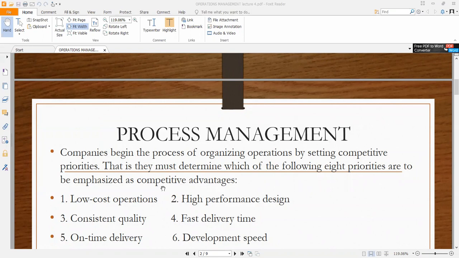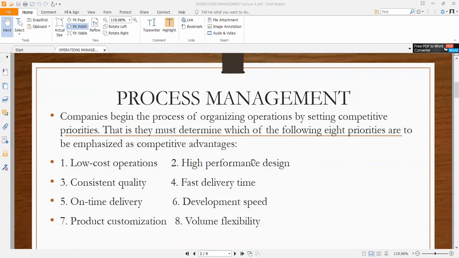Now, as a process operations manager, you need to understand that your workplace or the company you're managing needs to have priorities at a given point. You must be able to determine which of the following 8 priorities are to be emphasized as a competitive advantage. So these are the following.